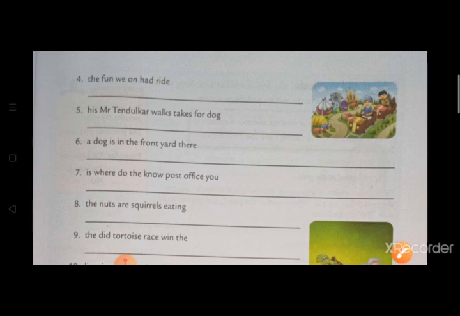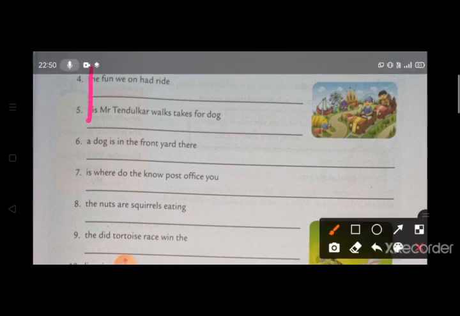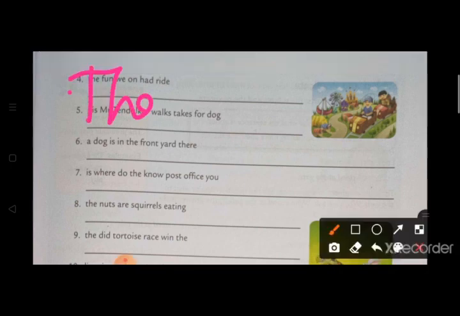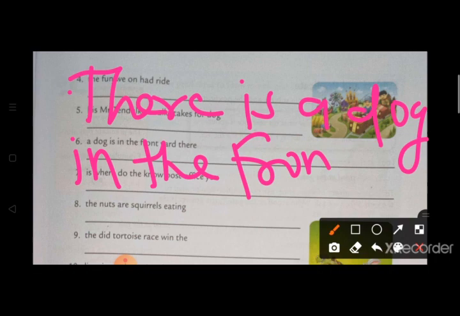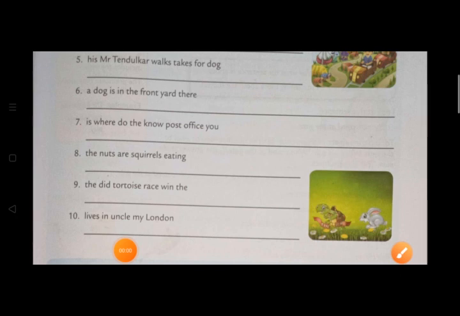Now next one. A dog is in the front yard there. So what would be the rearranged form of sentence? There is a dog in the front yard. Full stop. Okay, so students, let's see the seventh one.